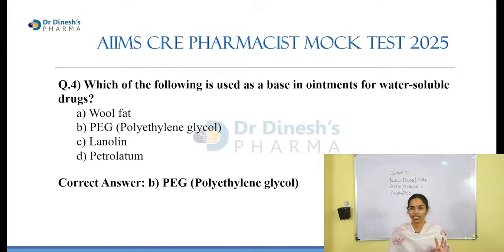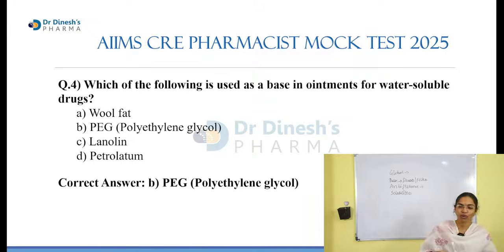All the substances mentioned here are used as bases in ointments. Till that part of the question, which of the following is used as a base in ointments, all are true: wool fat, PEG, lanolin, petrolatum. But for water soluble drugs, we have a clause here. So we have various types of ointment bases.